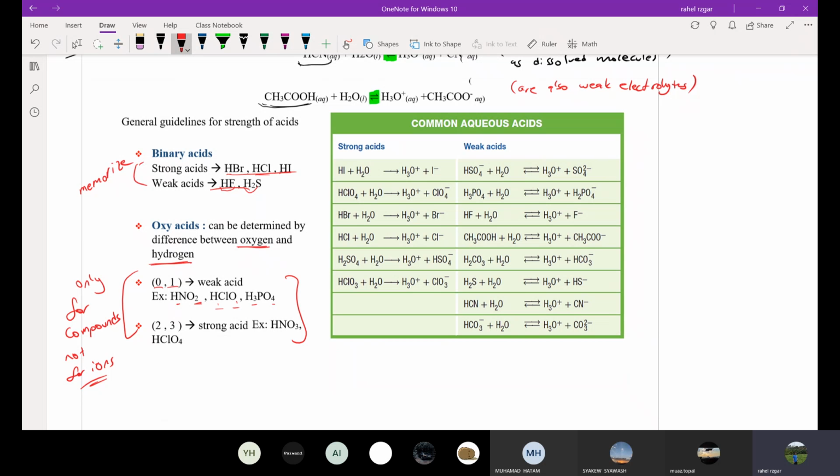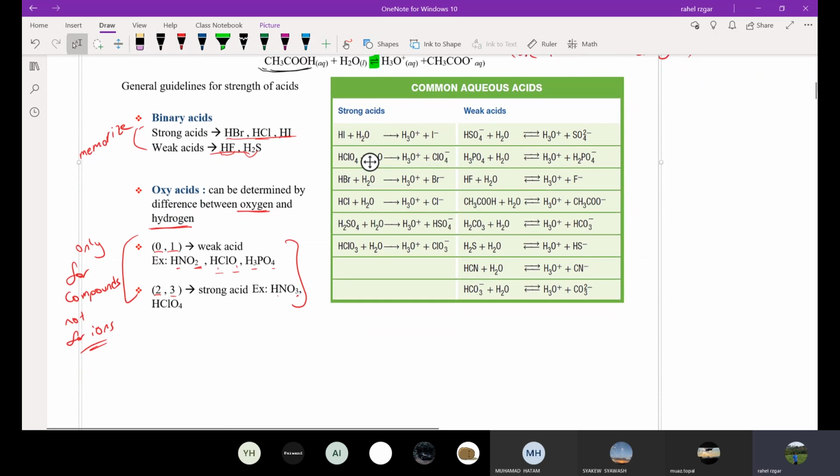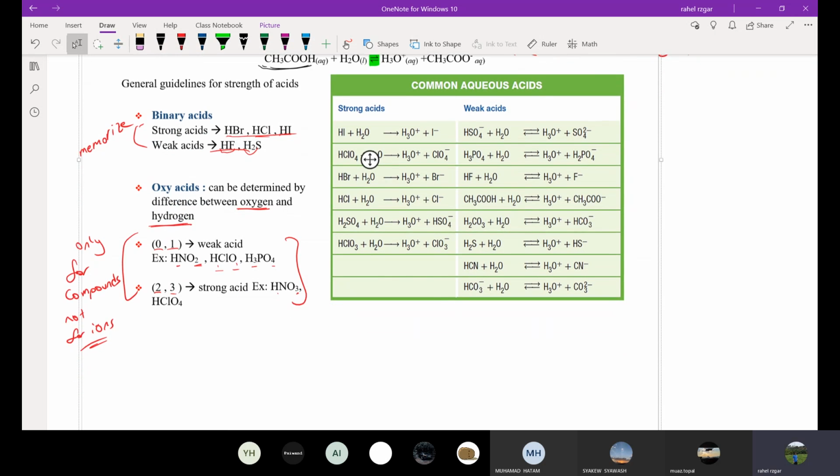But if the difference is 2 or 3, then it's a strong acid. For example, HNO3. 3 oxygen, 1 hydrogen. What is the difference? 2. So it's a strong acid. HClO4. We have 4 oxygen and 1 hydrogen. What is the difference between them? 3. So it's a strong acid.